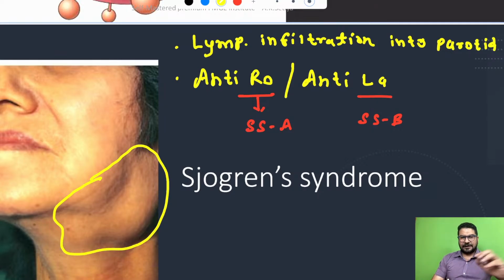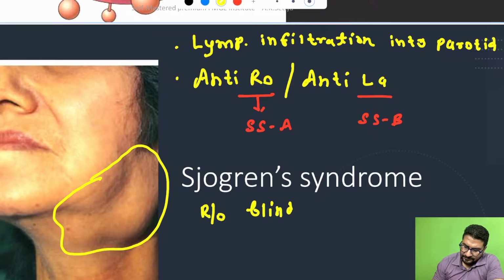So how do we make a diagnosis? They ask you the question: how will you diagnose this condition? Understand this thing, to make a diagnosis of Sjogren syndrome we need to find these antibodies. And what problems come? The patient will have dry skin, dry mouth, dry vagina, and dry eyes. Ultimately there is a risk of blindness in Sjogren syndrome.